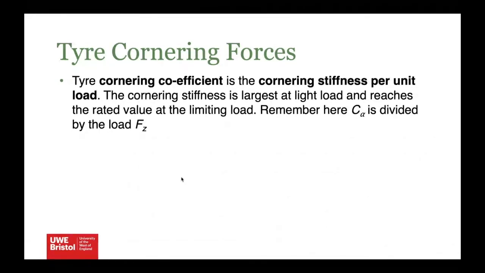Now, the cornering coefficient is a different sort of constant, and that's the cornering stiffness per unit load. This is the way to get around having different loads: you can come up with a factor that's a stiffness per unit load. It's largest at light loads and reaches the rated value at the limiting load. So C alpha is divided by the load Fz. That's the way to calculate the cornering coefficient: C alpha divided by the vertical load.